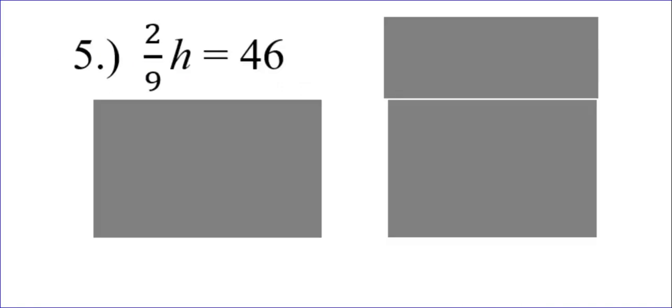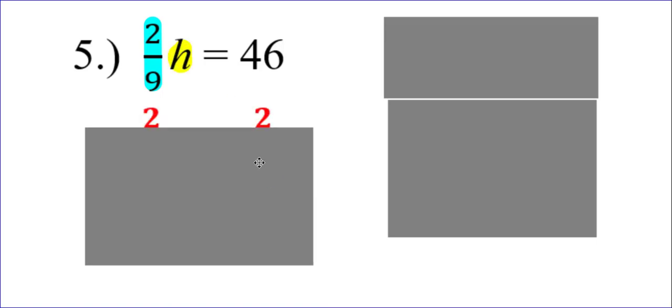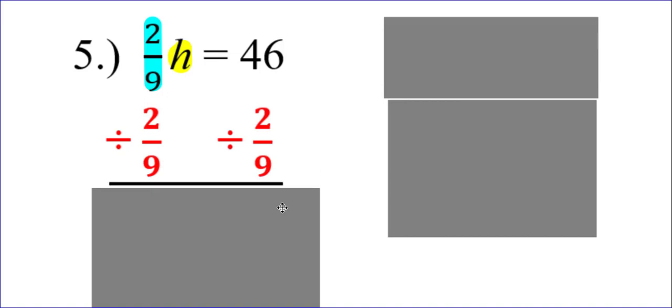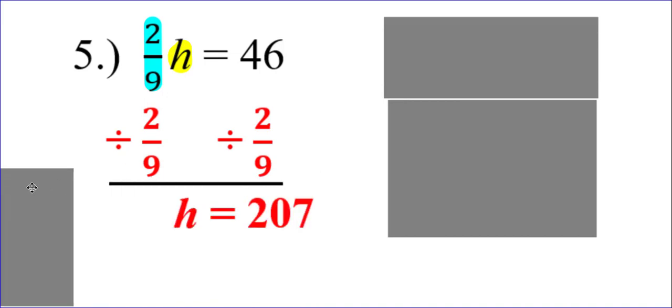Now, be careful. I know I told you fractions can mean division, but if the fraction is next to the variable with nothing in between, then that means the variable is being multiplied by that fraction. The inverse would be to divide, and that will give you the answer of 207.